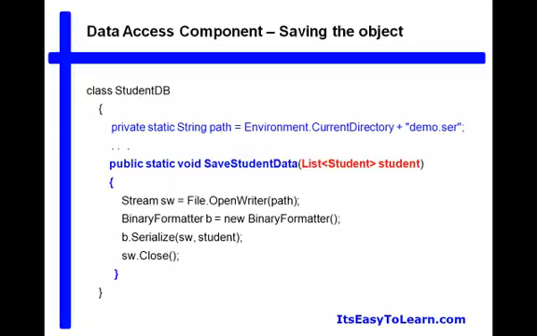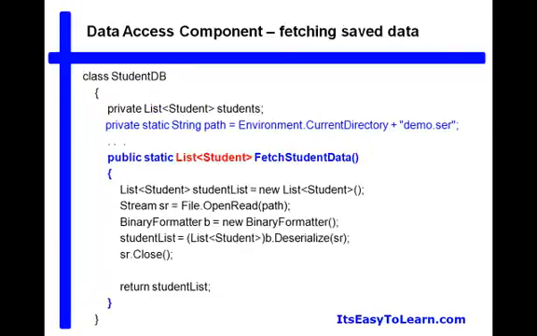To save the student data, what we need is a file path. We open a stream to the file, use the binary formatter and just serialize the list of students. To fetch the students back, on the same file we open a stream for reading and create a binary formatter, and on the binary formatter deserialize the data to whatever we had serialized earlier. These are the simple methods we have used in the data access component. We have made it simple so that it's easy to follow on the actual controls and not get lost in the database code.